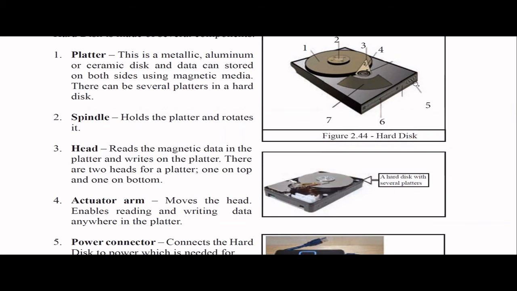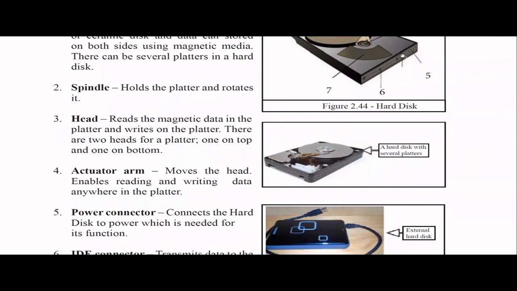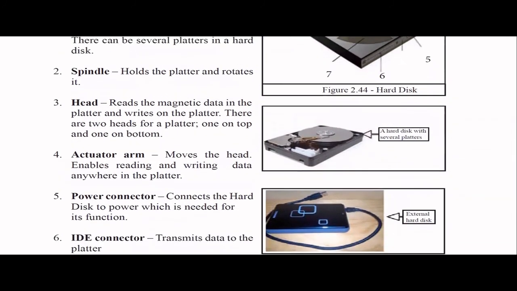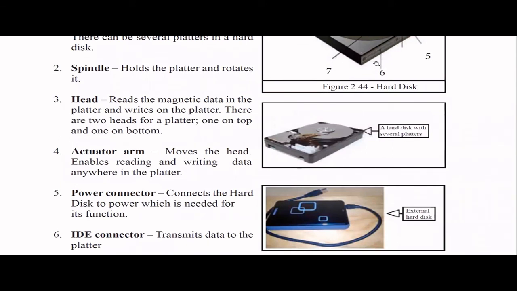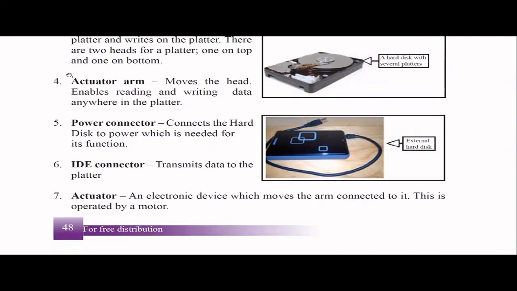And then number 5, where the power connection happens, which gives power to the hard disk, right? Then comes number 6, the IDE connector. It is the one which transmits all the data required. Finally, you have the actuator, the electronic device which moves the arm connected to it. It is the one moving the arm. It is connected to a motor, and that is what helps to move the arm. Then only the head will be moved. Understood?